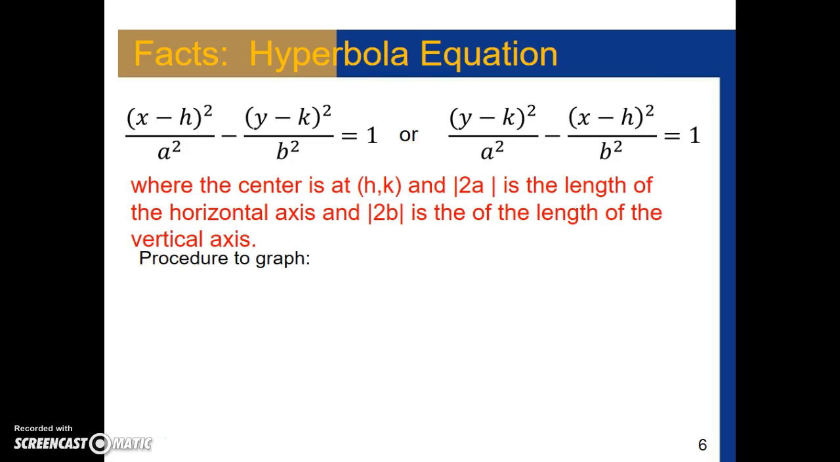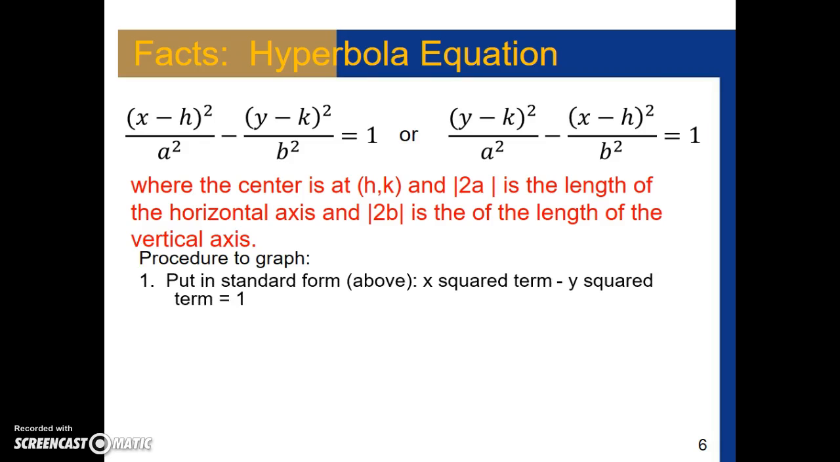So the center is still (h, k), so that's not new for us. 2a is the horizontal axis, 2b is the vertical axis, and there's a multi-step process for actually graphing these, and that's because we have these two oblique lines, the asymptotes on these hyperbolas, that we have to pay close attention to. So in general, here's how we're going to graph these hyperbolas.